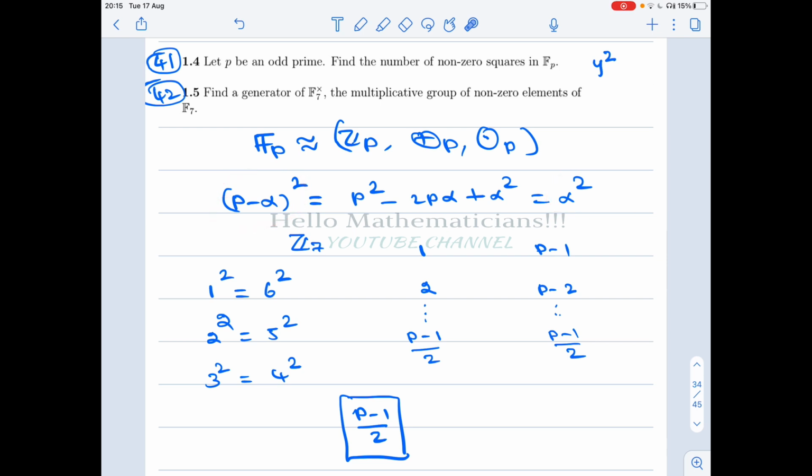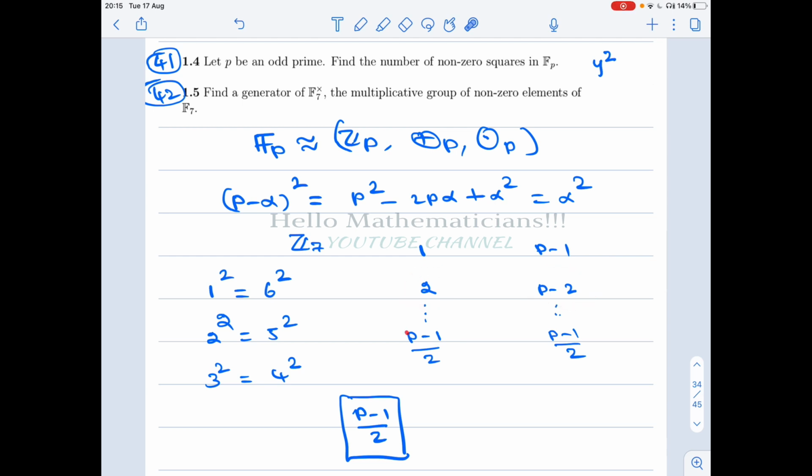So what we are observing is that 1 square is equal to P minus 1 square. Note that in ZP we have elements between 0 to P minus 1, but 0 we don't want to consider because we want non-zero squares. Now 1 square is equal to P minus 1 square, so these two numbers will give us the same square when you square them.